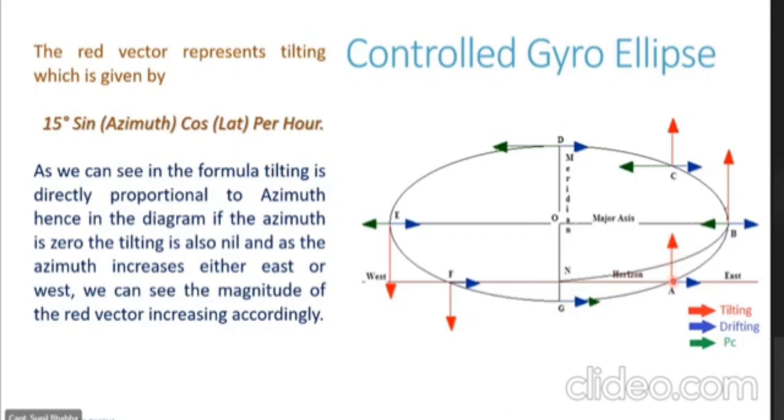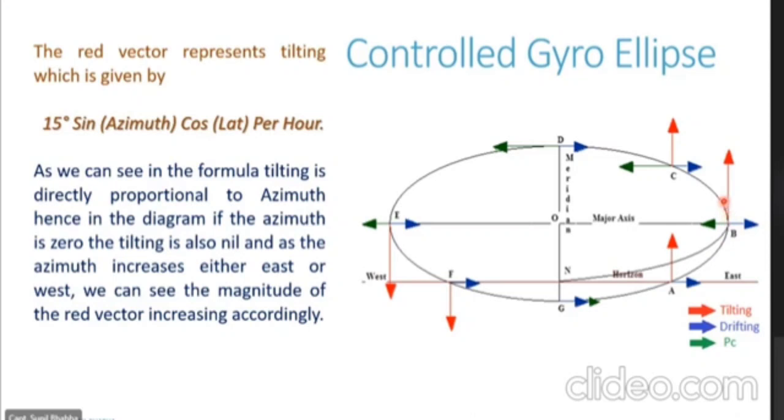If you go further away from the meridian, from point A to point B, the azimuth increases still further, and with the azimuth increasing, you can see the tilting vector also increases in magnitude. At point Bravo, the magnitude or the length of the tilting vector is much, much more. And if you look carefully, Bravo is the point where the spin axis is achieving its maximum easterly azimuth. And you will also see that it is at this particular point that the tilting vector has got the maximum magnitude.